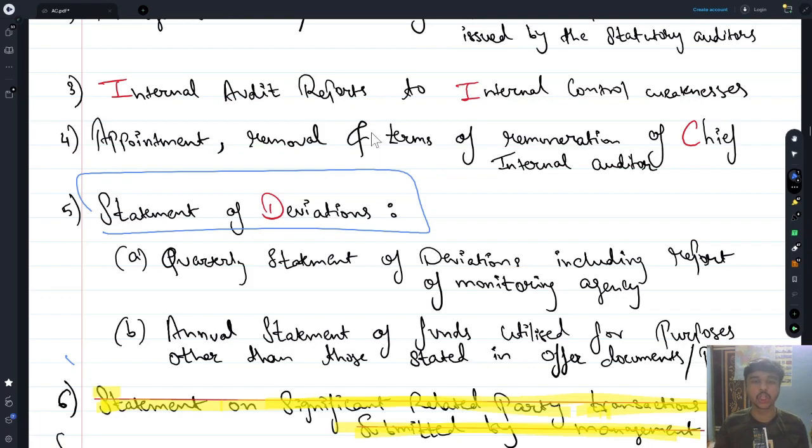So as far as our example was concerned, management first saw your P&L and balance sheet, that is your financial condition and your operation results. Now they have found certain deviation. That is the second point. We are into the statement of deviation. It may be a quarterly statement of deviations. It may be an annual statement of funds utilized for purposes other than those stated in the IPO.